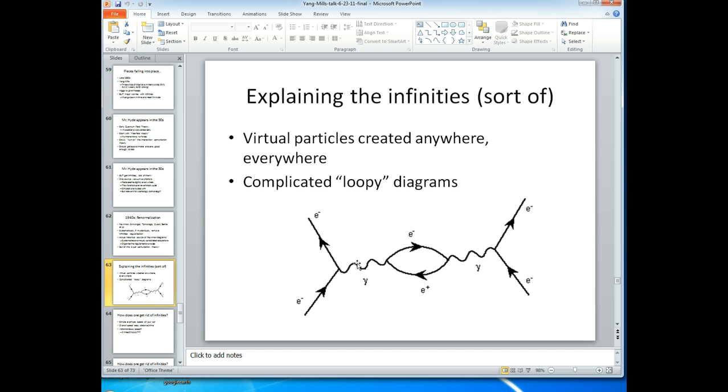Well, it could have done it here. It could have done it here. This electron could have put another thing into this diagram. There could be another loop over here. There could be loops upon loops upon loops upon loops. You get all these complicated loopy diagrams.